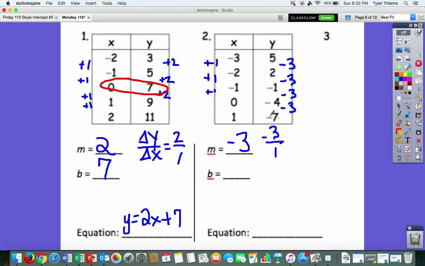Your y-intercept, where x is equal to 0, is this point right here. You're going to make b equal to negative 4. So the equation that we're going to write would be y is equal to negative 3x minus 4. Go ahead and press pause and do numbers 5 and 6 below. Try those on your own, please.